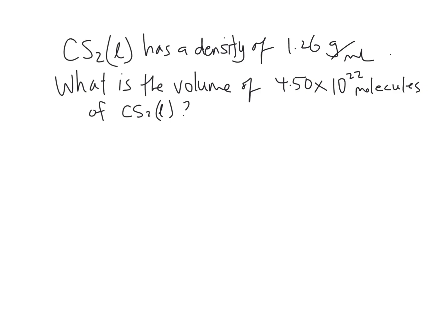So carbon disulfide, CS2, is a liquid. Of course we know it's a liquid because there it is. It has a density of 1.26 grams per milliliter. What's the volume of 4.50 times 10 to the 22 molecules of carbon disulfide? Okay, so again, let's begin with the end in mind.